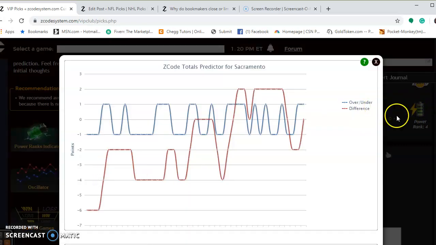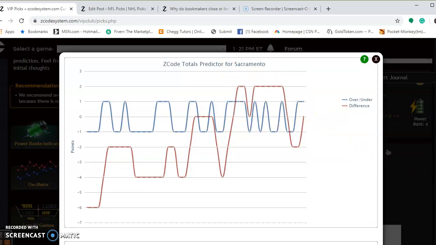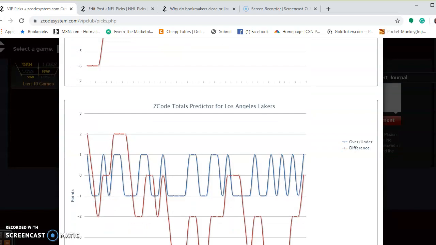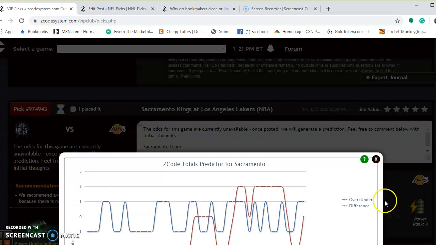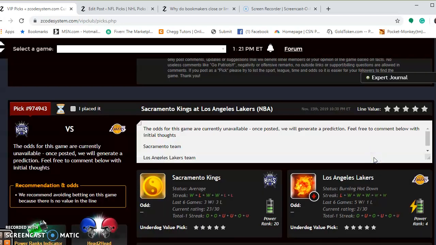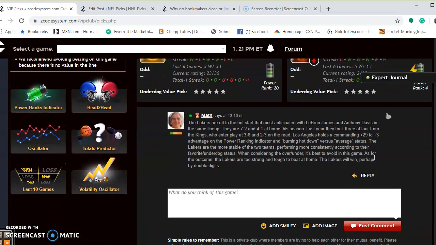With the totals predictor, the Lakers are playing in games trending under the line. Oh, excuse me, that's Sacramento. Sorry, Sacramento up top here. Sacramento trending a little bit under the line here. And if you look down here at the Lakers, they are trending under the line as well. So it's a good bet probably to go with the under in this game. So overall, the Lakers are just too strong. There's really no other way around it. Sacramento probably has a very slim chance of pulling off an upset. I say the Lakers will win, perhaps by double digits.